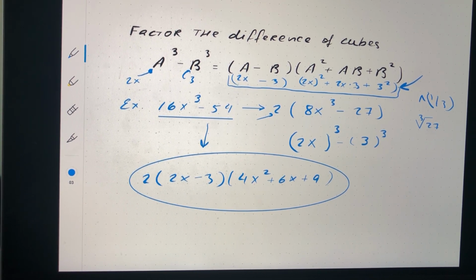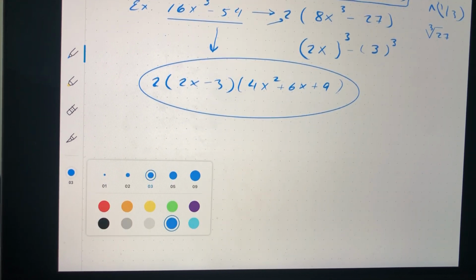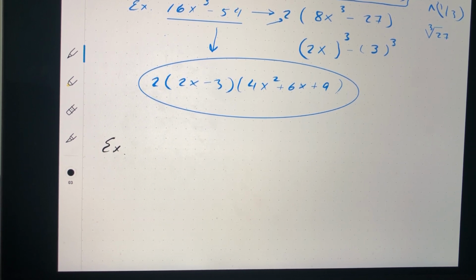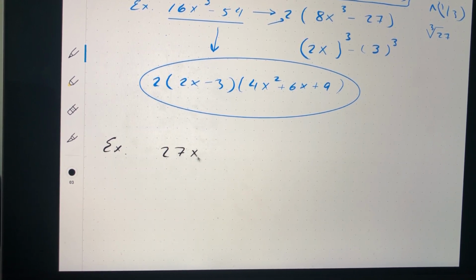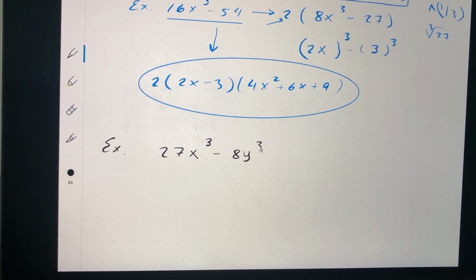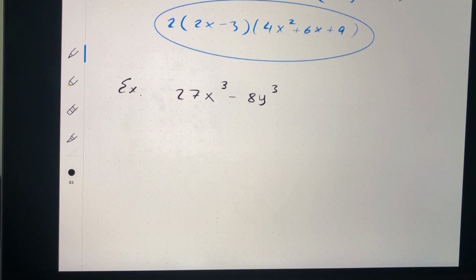And that's it for this example. Now let's look at one more example for the difference of cubes. So here is: factor 27x cubed minus 8y cubed. We see that we have cubes and there is a minus in between, which means it's a difference of cubes.